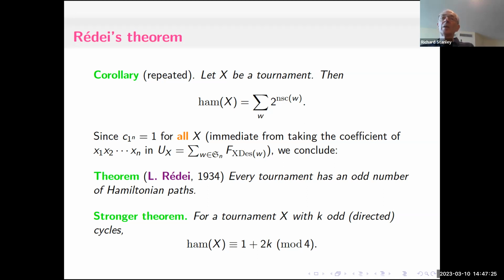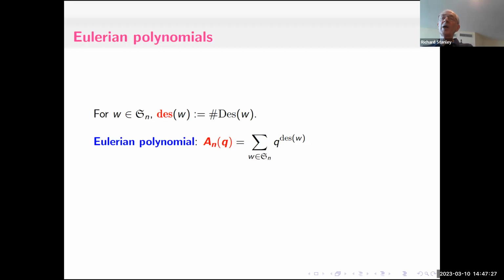Okay, maybe I can finish with some sort of open-ended problem. I think there's quite a bit more to look at in the subject. Some things I haven't mentioned at all, like connections with chromatic symmetric functions. But here's something that looked like it could be interesting to look at further.